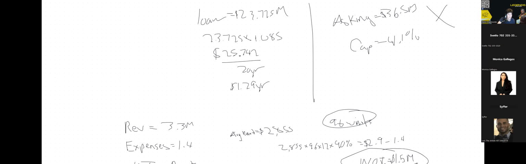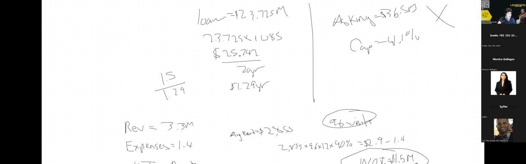We can calculate the DSCR by doing the NOI divided by the yearly debt payments. So what is our new DSCR? It's 1.16, so it doesn't meet the DSCR. It needs to be 1.25. So the DSCR is over 1, which means it's still making money, but it could be better.